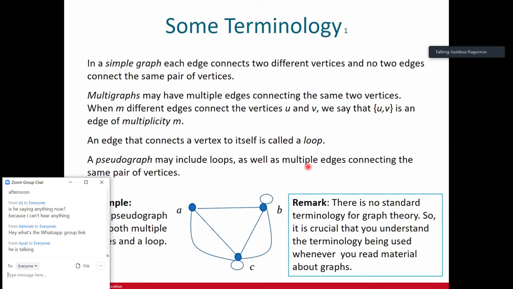I told you yesterday that there is no standard terminology for graph theory. Different textbooks, different mathematicians, are using different terms and expressions to denote the same thing. We are going to follow the exact terminology given in our textbook, Rosen's textbook.